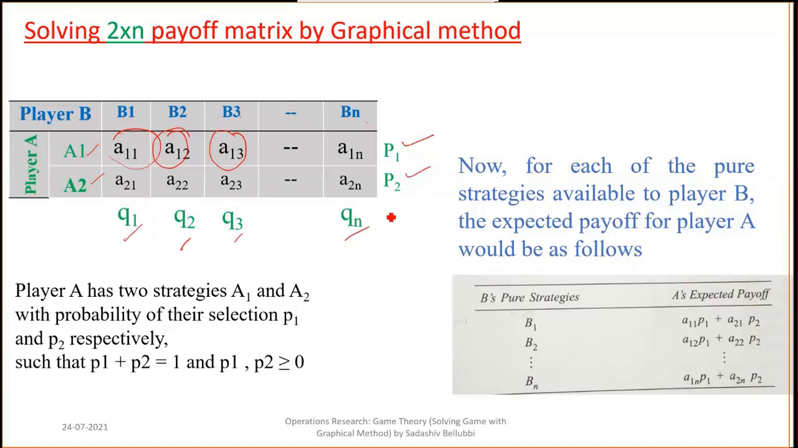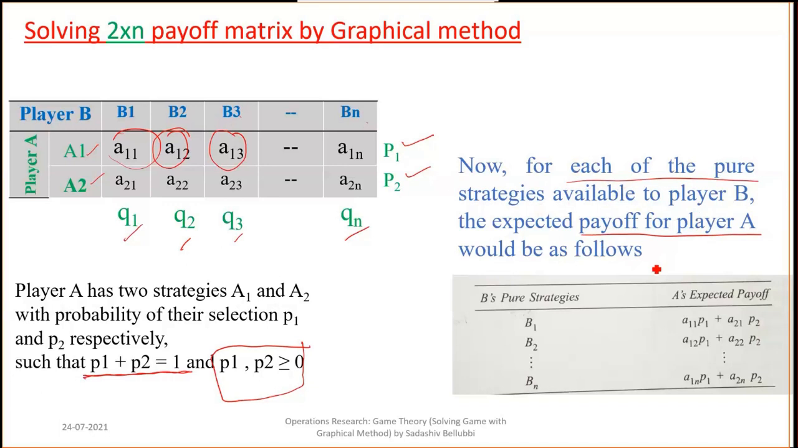Player A has exactly two strategies, A1 and A2, with the probabilities of selection P1 and P2, such that we already know P1 plus P2 should be equal to 1, and both values should be greater than or equal to 0, and should not be negative. Now, for each of the pure strategies available to player B, the expected payoff for player A would be as follows.